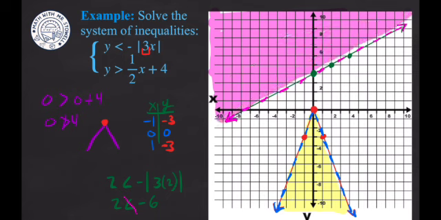Now time to actually figure out what the answer is. Wait, there's no overlap. These areas that are shaded do not overlap each other. So there is actually no solution. The answer to this question is there is no solution. Yes, we graphed it to see if there was a solution, but there's not one because there's no overlap in the areas.